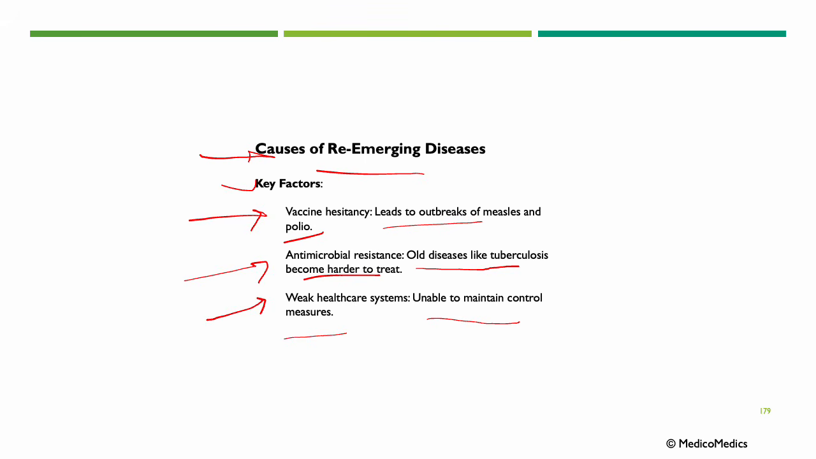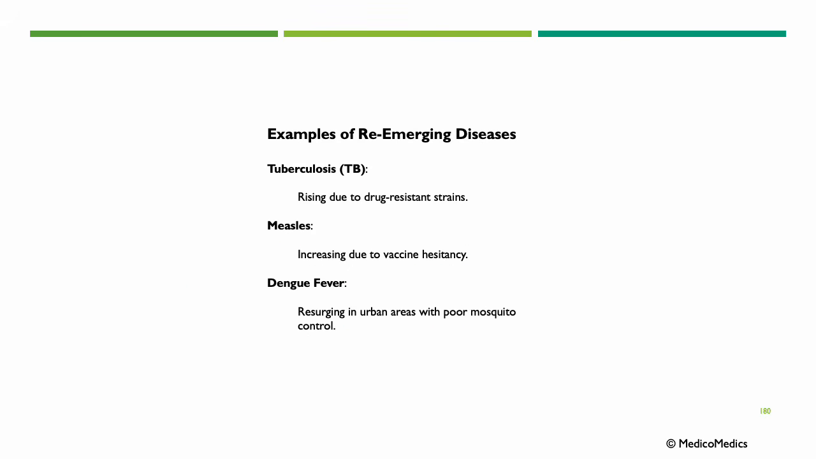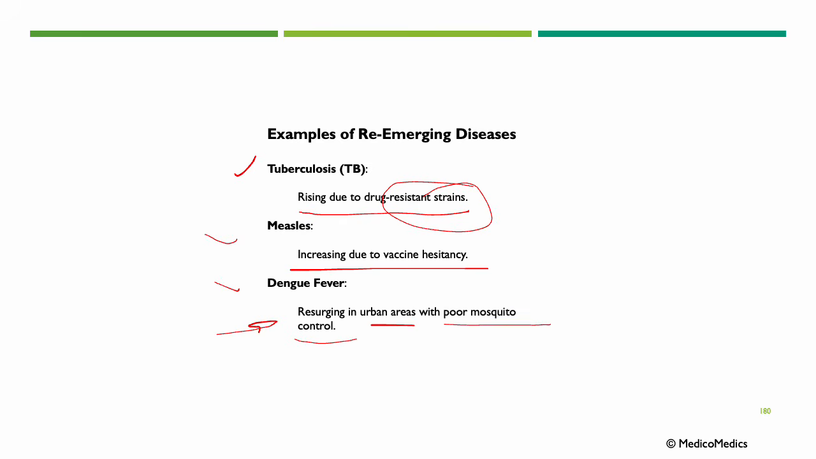Some examples of re-emerging diseases include TB, tuberculosis, rising due to drug-resistant strains. Measles, increasing due to vaccine hesitancy. Dengue fever, resurging in urban areas with poor mosquito control.